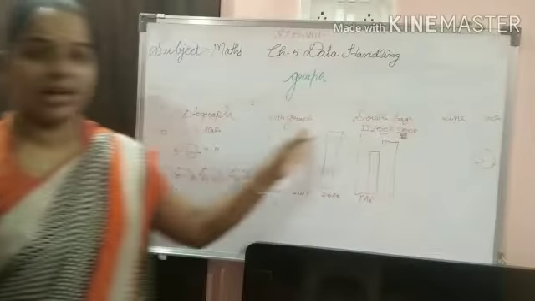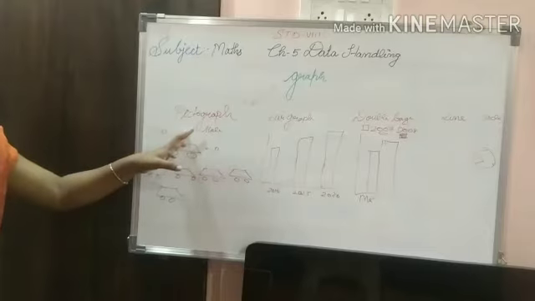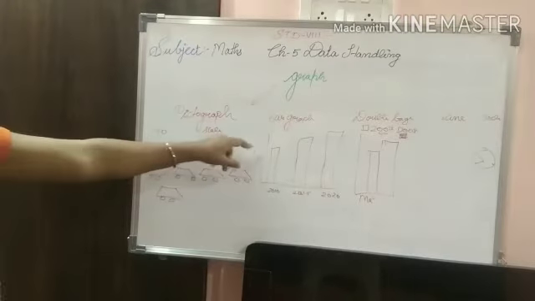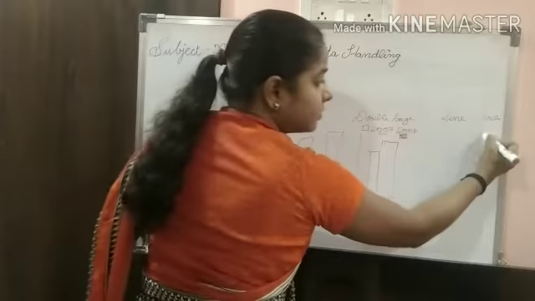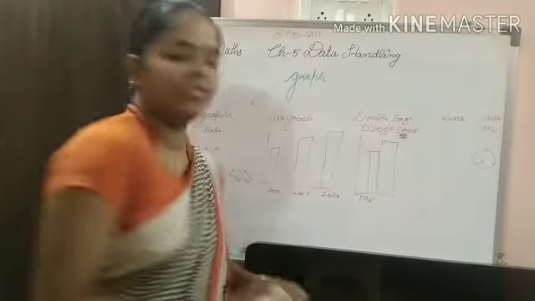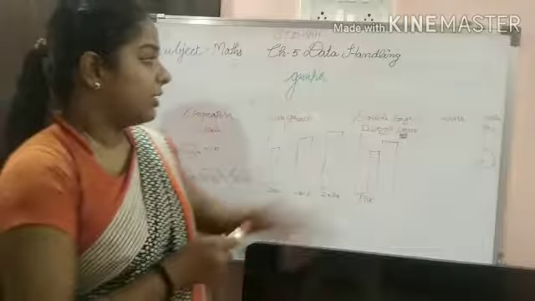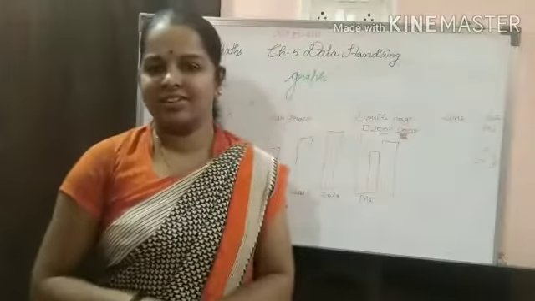Understand? These are the different types. So here you can see the pictograph, bar graph, double bar graph, line graph and circle graph. The circle graph is also called a pie chart.